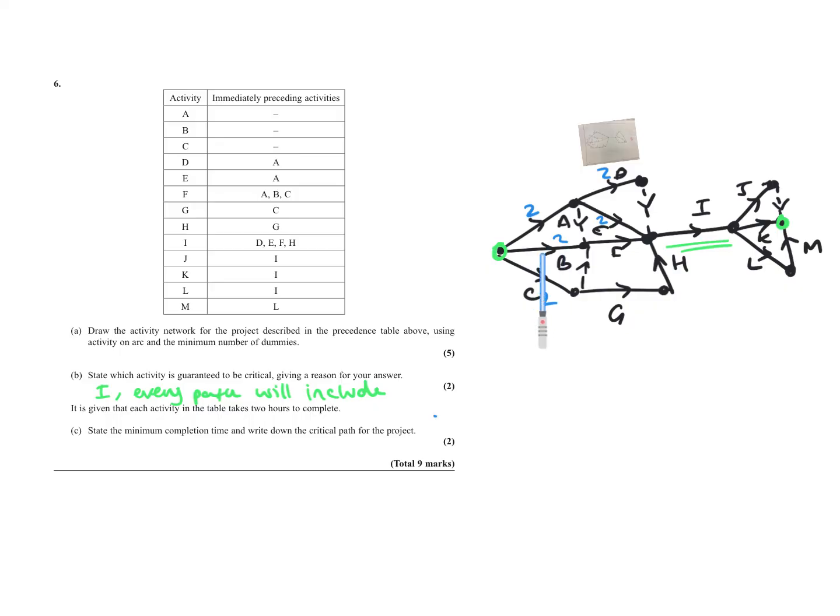So the longest path, so you can see here I've got 1, 2, 3, 4. Okay, so then I could do 1, 2, 3, 4, 5. 1, 2, 3, 4, 5, 6. Okay, 6. I don't think I'm going to beat 6, am I? And I've got 6 by going 1, 2, 3, 4, 5, 6. So if each one takes 2 hours, 6 times 2 is 12. And we've done C, G, H, I, L, M.